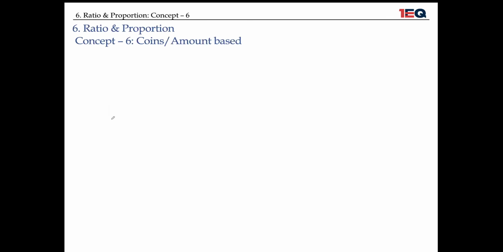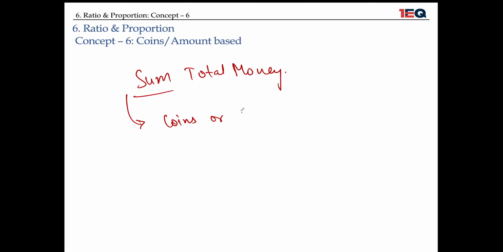Now, in the upcoming questions, we would have a sum with us. A sum means the total money we have, and most probably our grandmother or our parents or somebody else would have given us that money in coins or notes. Okay, coins or notes. The ratio, the value of the coins, and the ratio. Ratio means the number of coins. Okay, the ratio between the coins would be given.